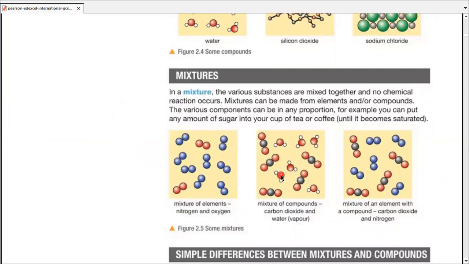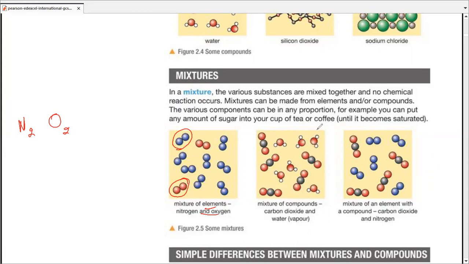In a mixture, as the name suggests, various substances are mixed together. There are no chemical reactions, they're simply mixed. For example, a nitrogen molecule is composed of two nitrogen atoms, which are shown over here with two blue balls. An oxygen molecule, on the other hand, is shown with two red balls, right? So it's just a mixture. There are some blues, there are some reds in this diagram, and they're not reacting with one another.